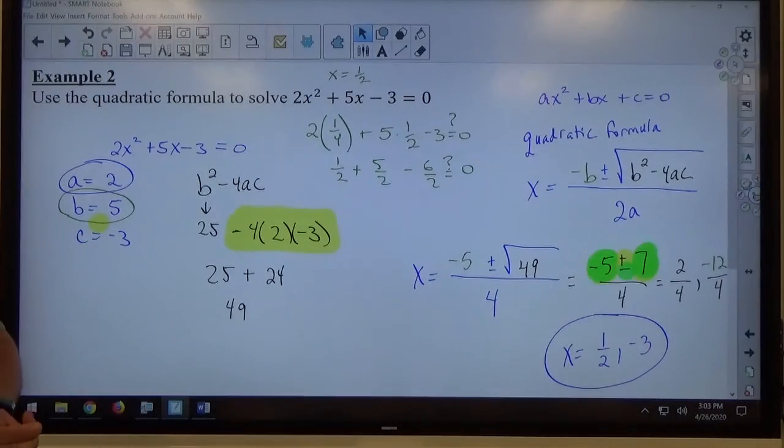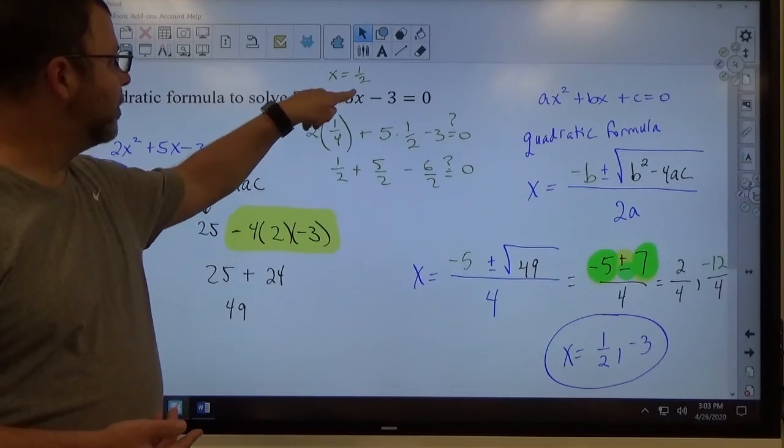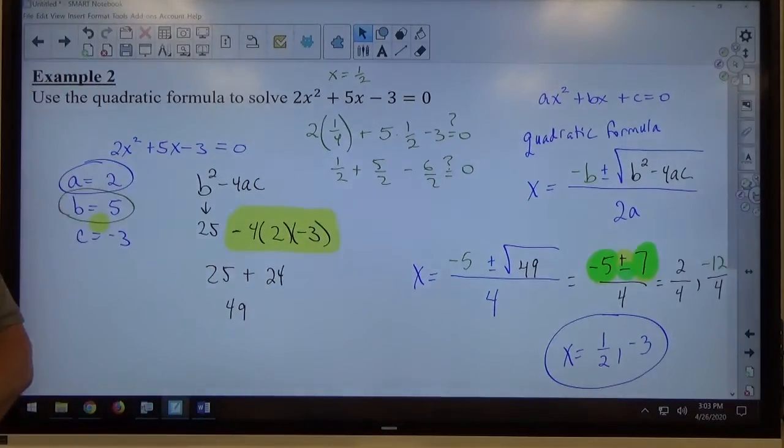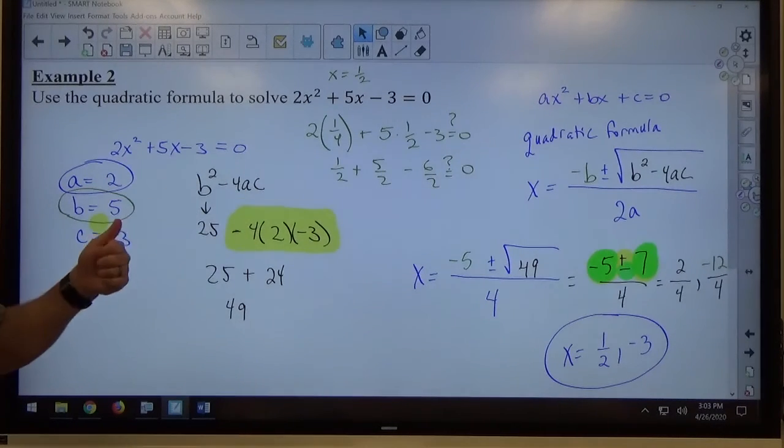Any other number we picked for x would have been incorrect. For example, 1: 2 plus 5 is 7, minus 3 is 4. It doesn't make 0. So there are only two answers that make it equal 0. Those are the two answers. The quadratic formula is the way to do it.